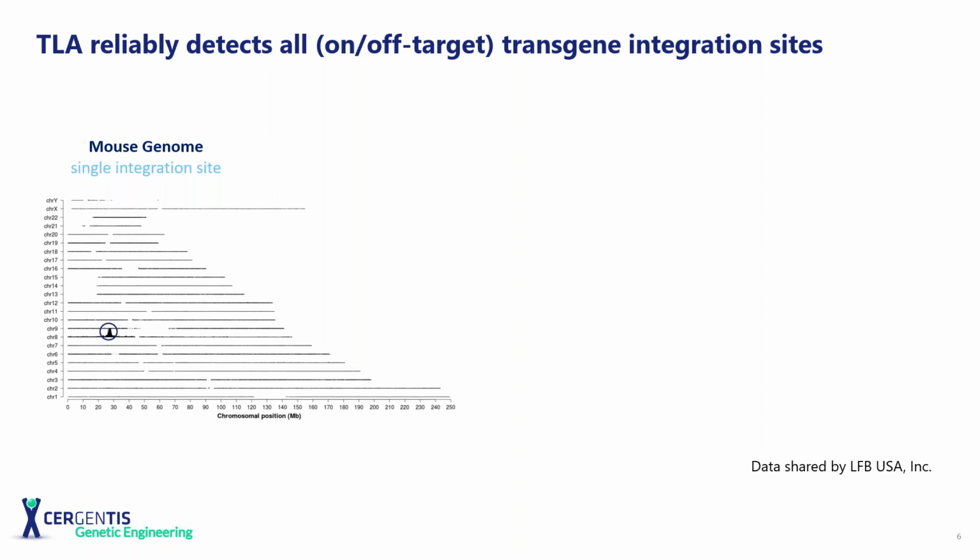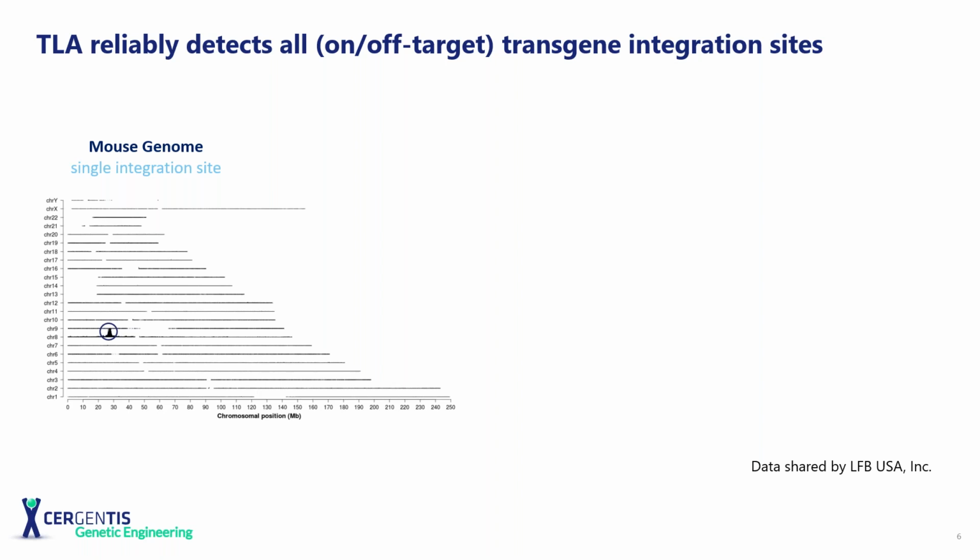And as you can see here, due to our hypothesis-free way of working, we can provide you with the exact locations of the integration, as well as the number of integration sites. And just to briefly talk you through the pictures, on the vertical line, you can see the chromosomes, and on the bottom, you can see the chromosomal position.